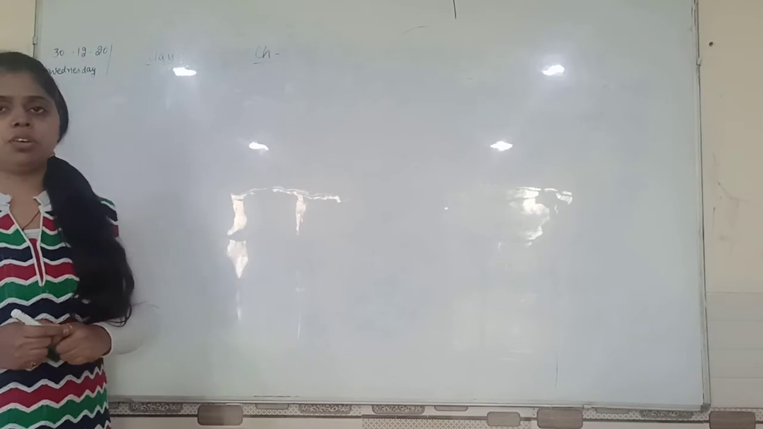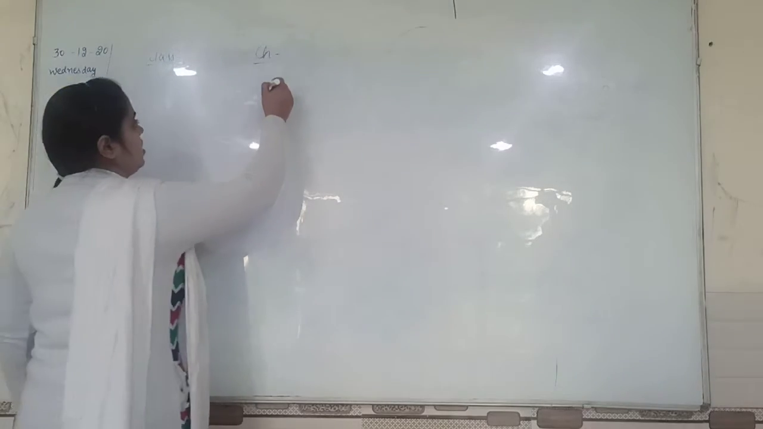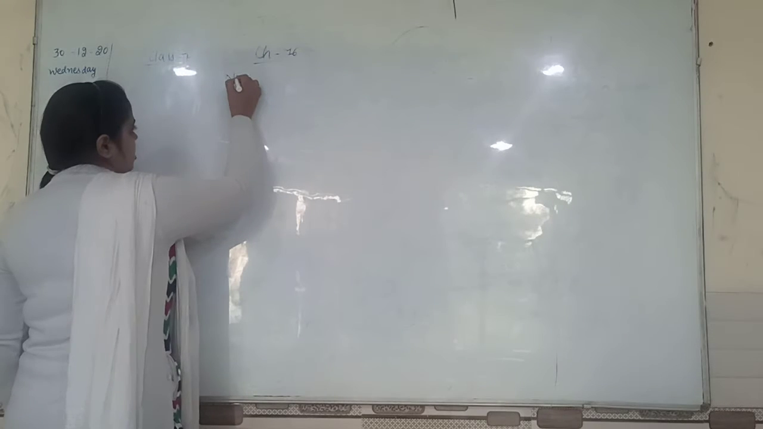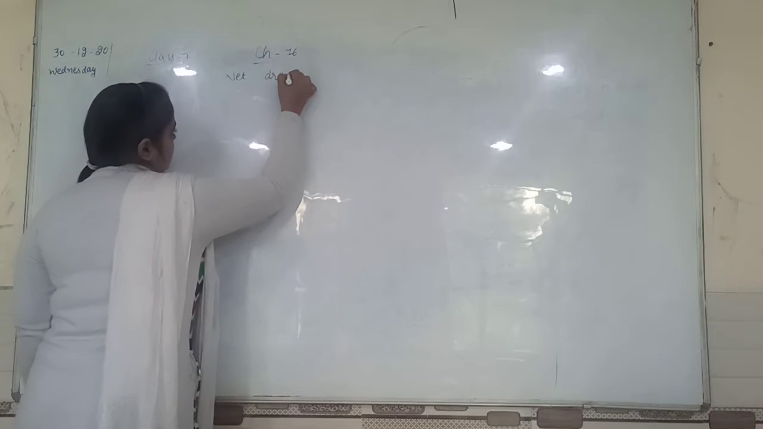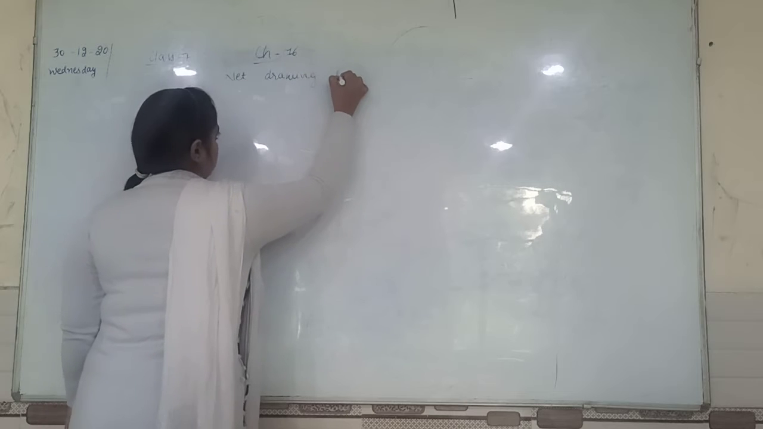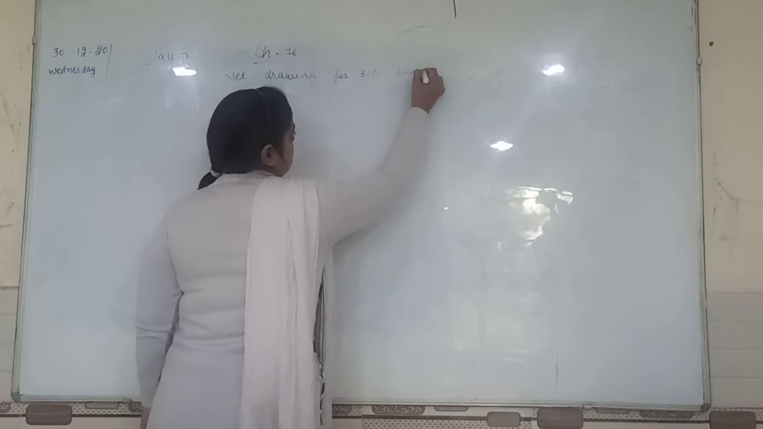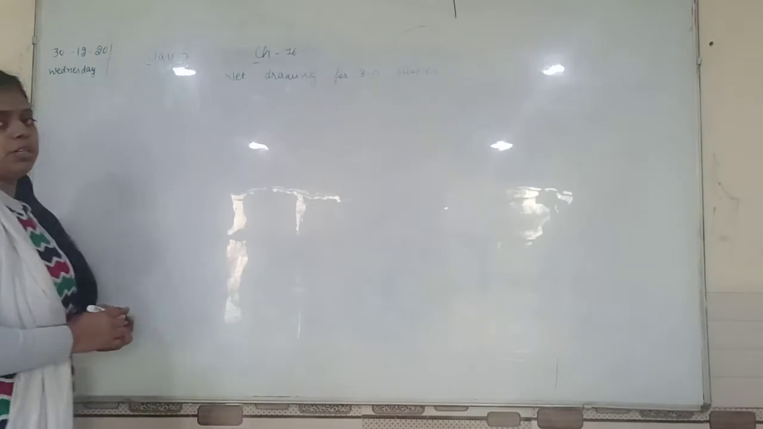As you know, we are on our chapter 16. So today we will do how to draw the net of 3D shapes. Net drawing for 3D shapes. 3D shapes represent the shapes which have 3 dimensions. And what are these 3 dimensions? Length, breadth and height. That is 3 dimensions.